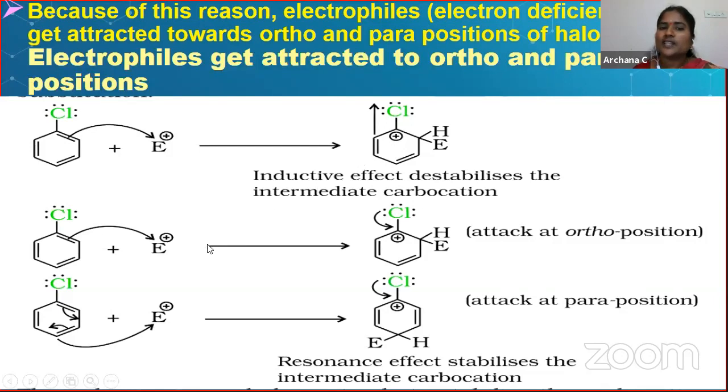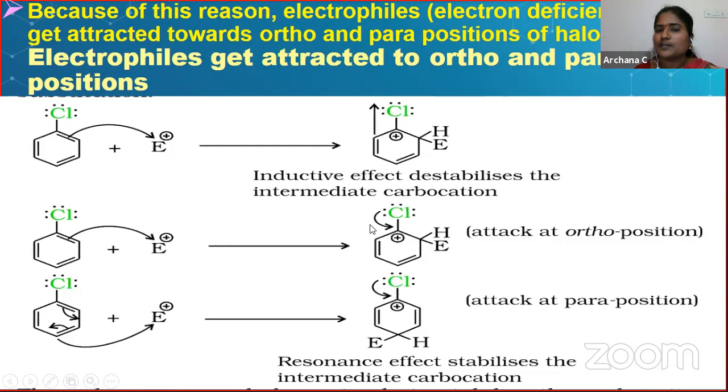And next, what is happening here? The electrophile is going to attack at which positions? Ortho or para position. So here the electrophile attacks the ortho position and the para position also. So due to this, what happens? See here, the resonance effect will stabilize the intermediate carbocation.